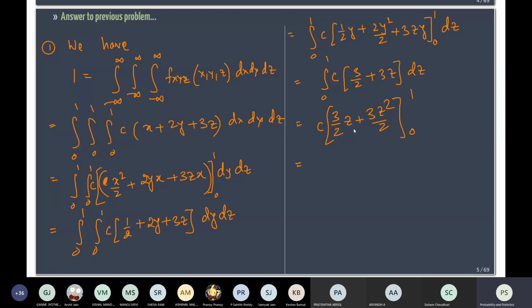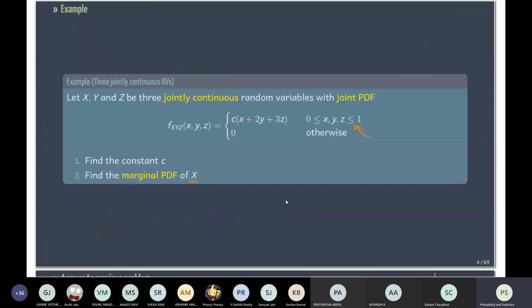So if we put 1 here, so 3 by 2, 3 by 2, so it's like 2 times 3 by 2, so it will be 3, so c times 3. Okay, so this implies that c will be 1/3. We started from 1 here, so that's how we find the constant. And then what was the second question?